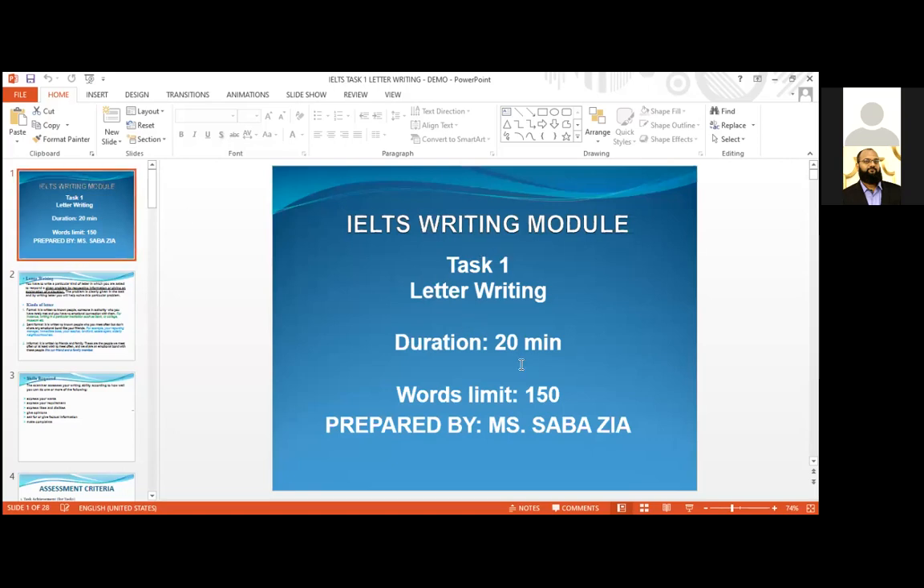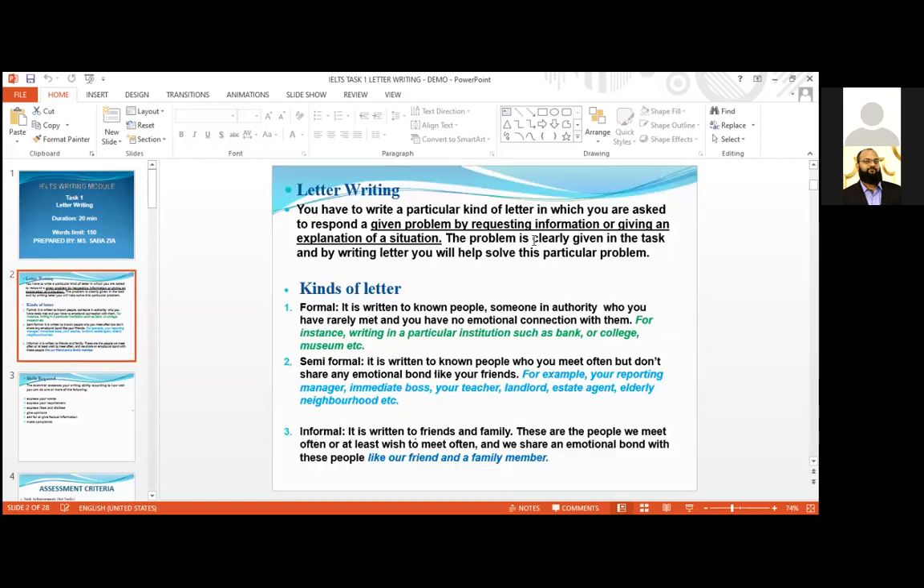So writing task 1 involves letter writing. Duration is 20 minutes. Word limit is 150. And you basically write a letter on the given situation. Okay. Now, what kinds of letters are expected in this task? Basically, you have to write formal, semi-formal, or informal letter, okay? In exam, you get only one letter, either any of one, either formal, semi-formal, or informal. But while preparation classes, you all are expecting to learn 3 types of letters.